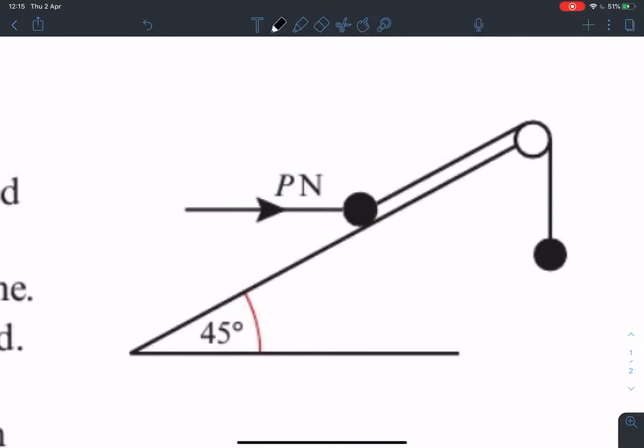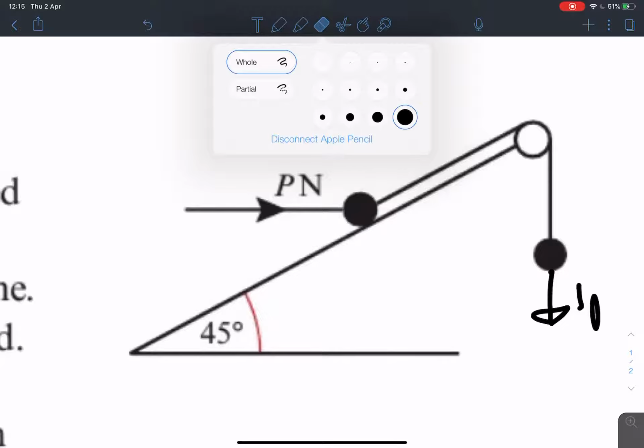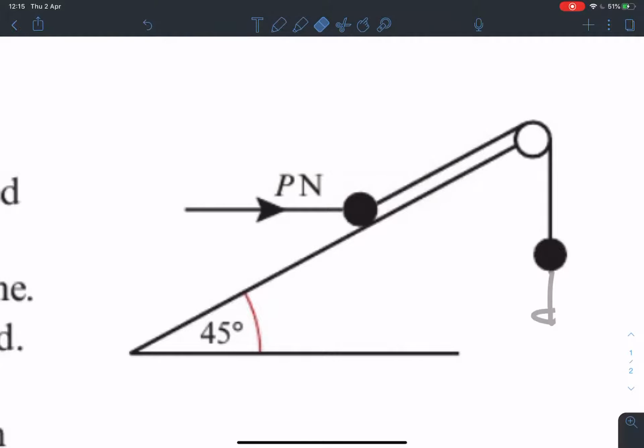We've got a weight of 1 kilogram acting downwards, 1 newton acting... hang on, what's happened there? Rub that out, he says optimistically.